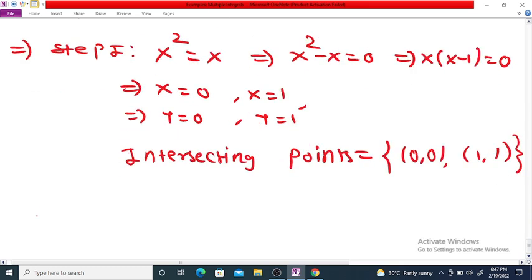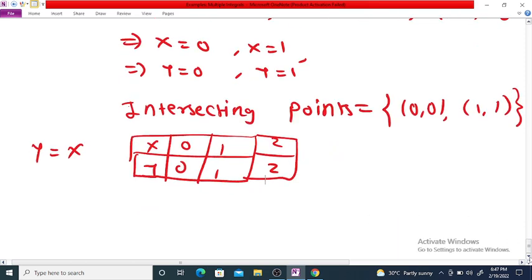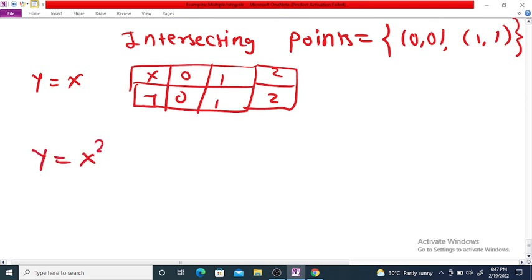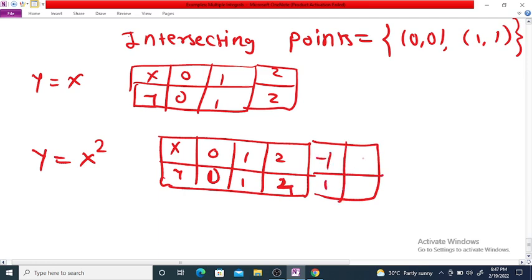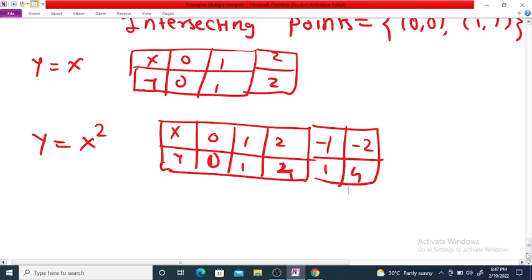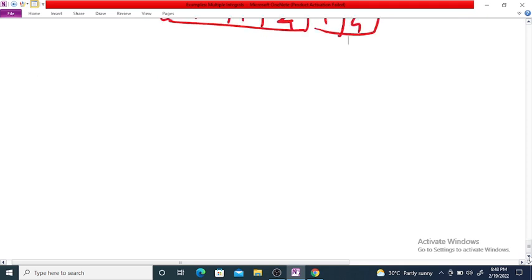Now we can easily draw this. For y equal to x, consider two points, say x, y. If x is 0, y is 0, x is 1, y is 1, and x is 2, then y is 2. For y equal to x square, we know that this is an equation of a parabola. So say x is 0, y is 0, x is 1, y is 1, x is 2, y is 4, then x is minus 1, y is 1, x is minus 2, y is 4. By using this information, we can easily draw this.